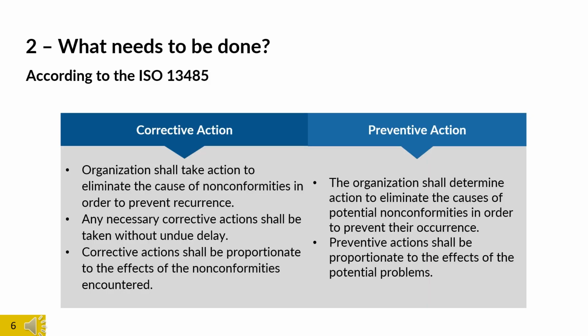Point number 2, what needs to be done? So according to the ISO 13485, a procedure needs to be made available in the organization. The requirement for the corrective actions is that the organization shall take action to eliminate the cause of nonconformities, to prevent recurrences. Any necessary corrective actions shall be taken without undue delay, and corrective action shall be proportionate to the effects of the nonconformities encountered.